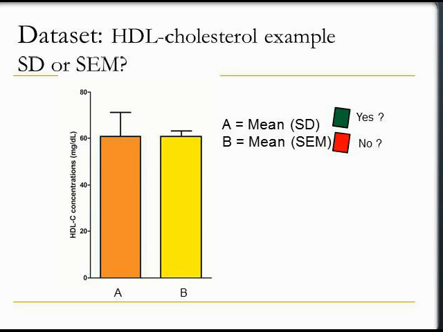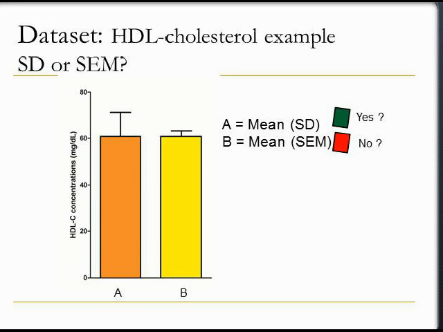So here's our HDL example again, which shows HDL concentrations. The orange shows the mean plus or minus the standard deviation, whereas B, or the yellow bar, shows the mean plus or minus the standard error of the mean. So hopefully, if you've been awake for the last 2 or 3 minutes, you will respond that the mean and the standard deviation, or the green response, is the most appropriate way to represent these data.